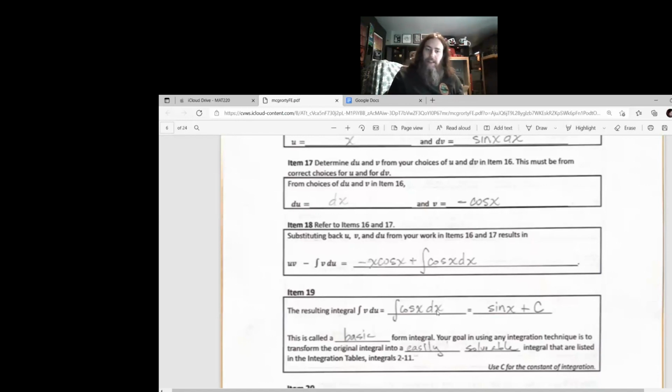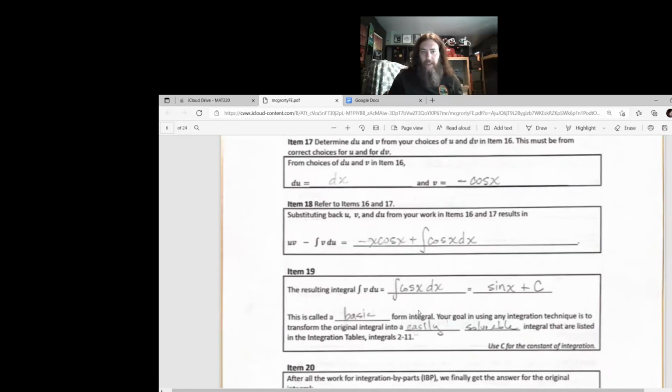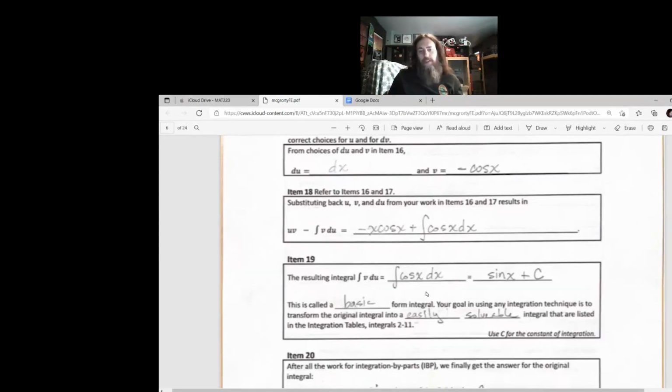As we derive this, deriving sine will get us a positive cosine, so we can go backwards and get a positive sine plus our constant. So this here is a basic form integral, which is much easier to deal with than x cosine x, which I believe is what we had earlier. So yeah, it's a basic one. It's easy for us to solve.